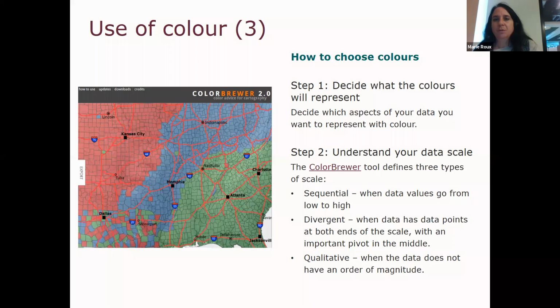First, the first step will be to decide which aspects of your data you would like to represent with color. It's not necessarily everything. And then you have to understand your data scale. The Color Brewer tool is quite a nice, handy tool to use here. I'm not going to click through on this now, but it's a very easy tool to use, and it guides you in choosing your colors. It looks at sequential, divergent, and qualitative data. You can choose which one you are using, and then it gives you certain options.